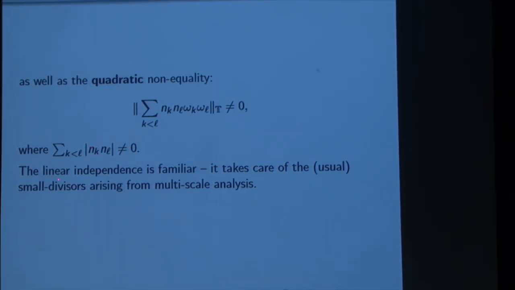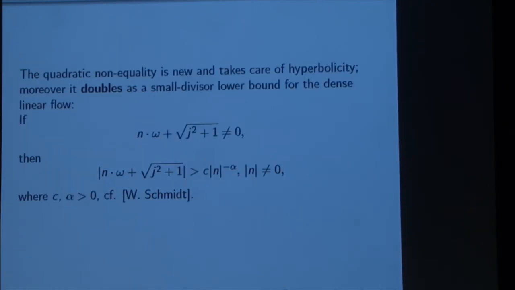The linear independence is familiar, it takes care of the usual small divisors, the Diophantine. The quadratic non-equality is new and takes care of hyperbolicity. Moreover, it doubles as a small divisor lower bound. So if it's non-zero, there's a rigidity. If it's non-zero, then it's greater, there's a nice lower bound. This is a simple case of a paper by Wolfgang Schmidt. There's a general case using just square roots.